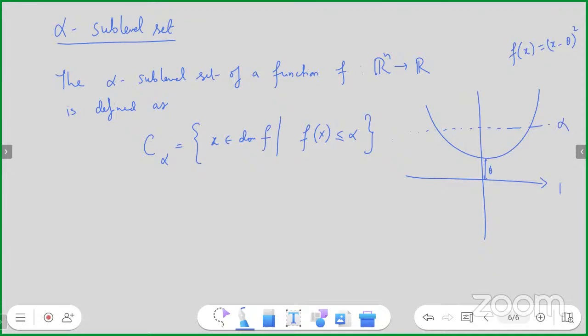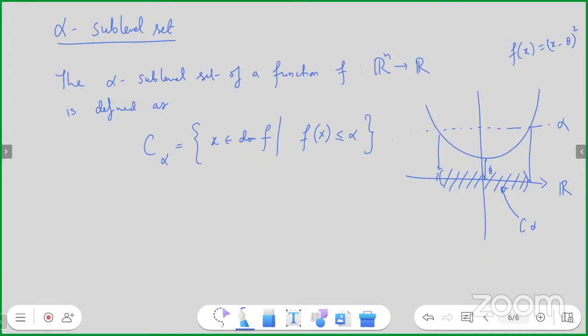So this is just simply this is C of alpha. Okay. Now, any observations to make from here?